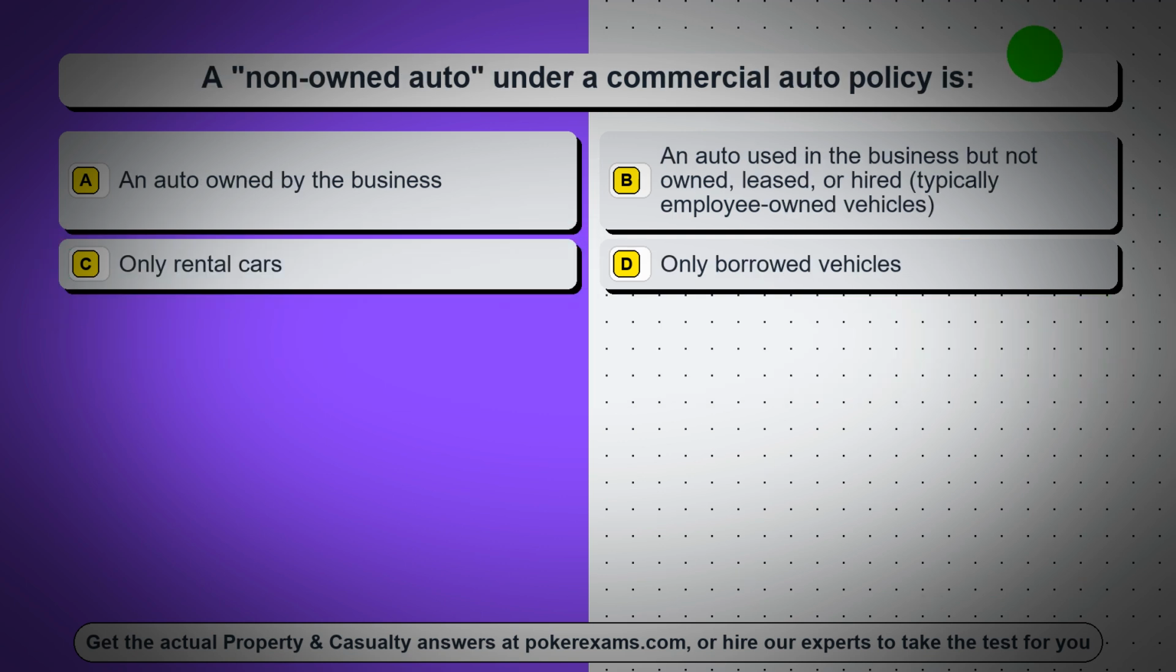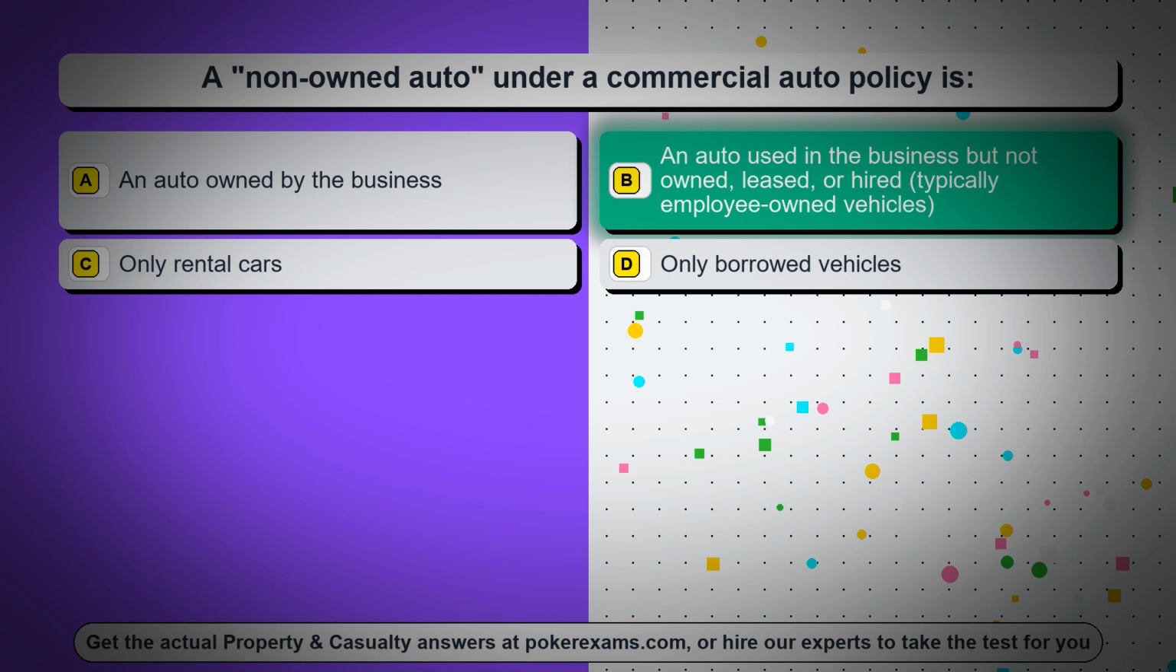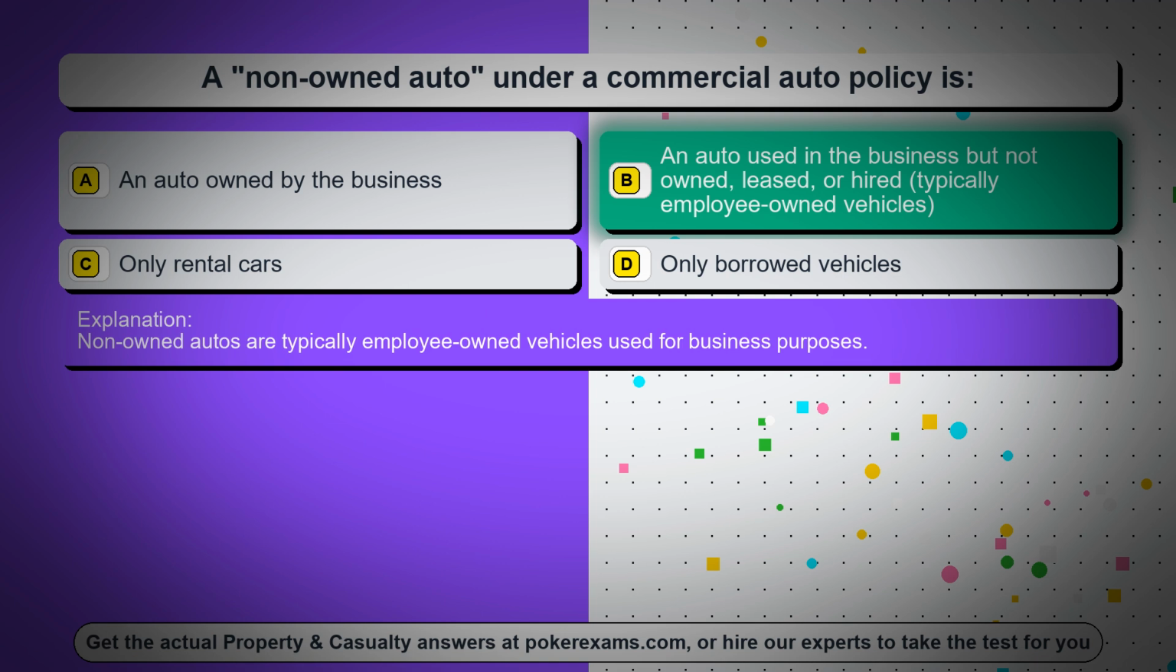Question 70. A non-owned auto under a commercial auto policy is: Option A, an auto owned by the business. Option B, an auto used in the business but not owned, leased, or hired, typically employee-owned vehicles. Option C, only rental cars. Option D, only borrowed vehicles. The correct answer is option B. An auto used in the business but not owned, leased, or hired, typically employee-owned vehicles. Non-owned autos are typically employee-owned vehicles used for business purposes.